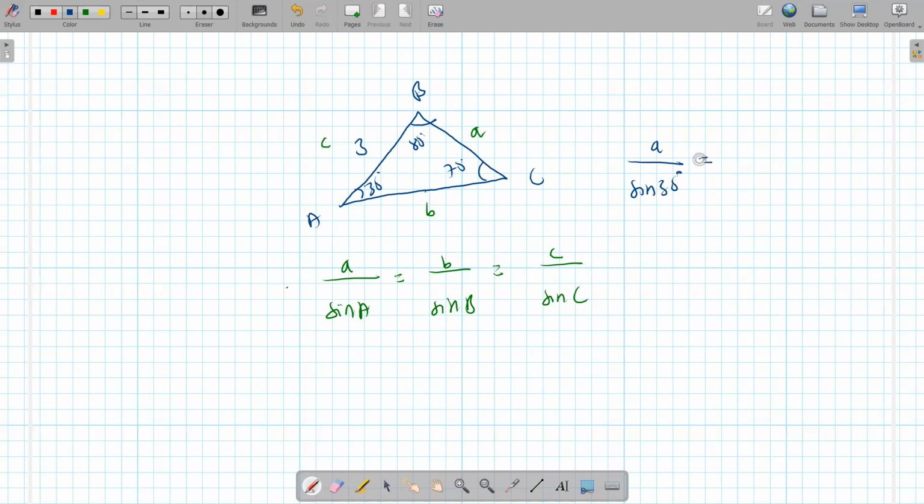Equals to, now we can't use b because we don't know what that is. So we're going to use a and c together. What's side length c? That is known. 3. And what's sine of C? Sine of 70. There we go. That's how you'd find a. How do you solve this equation for a?